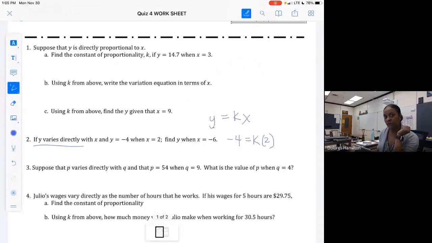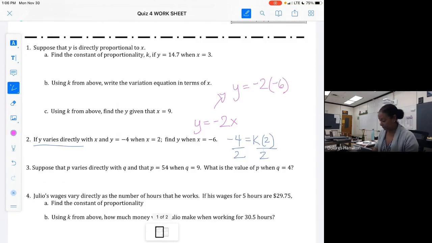And now we're going to solve for k. So we divide both sides by 2. And we get that our constant of proportionality, k, is -2. So now we can write that equation knowing that k is -2. And so our equation now reads y equals -2x. So now we get to the second part. Find y when x is -6. So now in our equation, we plug in -6 for x, and we get that y is 12.